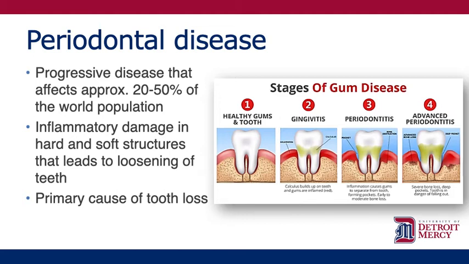I want to draw your attention to the fact that as the disease progresses, there is an increase in pocket depth as well as bone loss. In regard to our chosen papers, there were 5 parameters that were evaluated, which include plaque index, probing depth, clinical attachment loss, bleeding on probing, and gingival index.